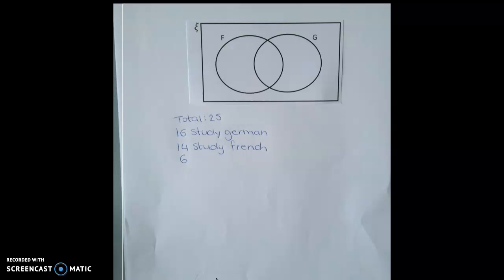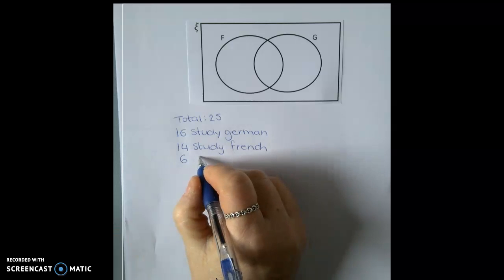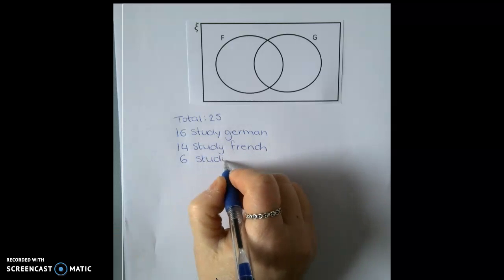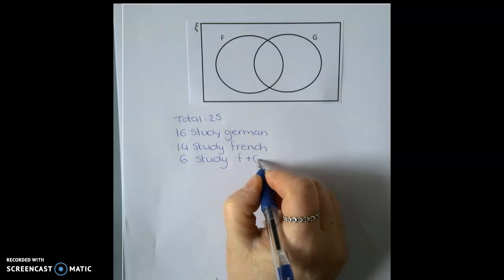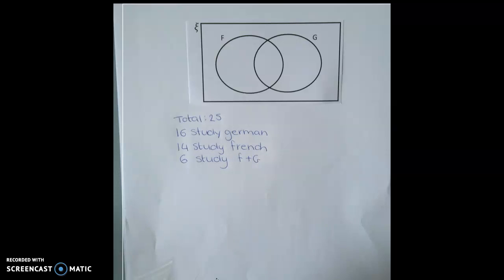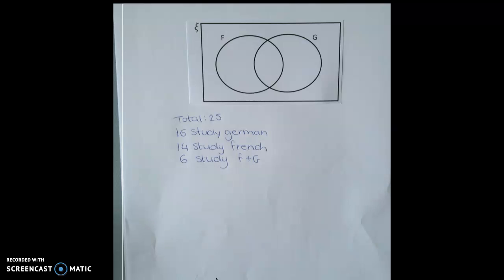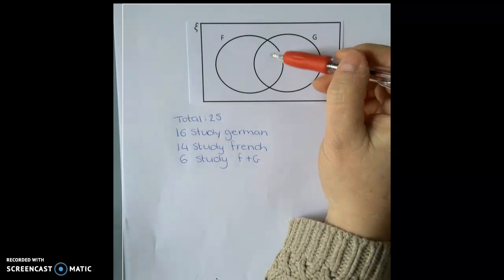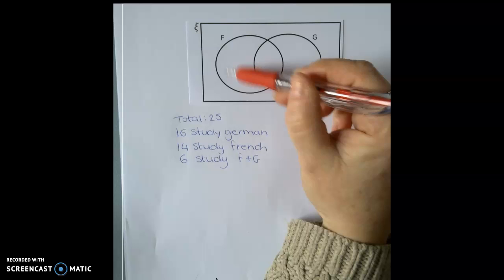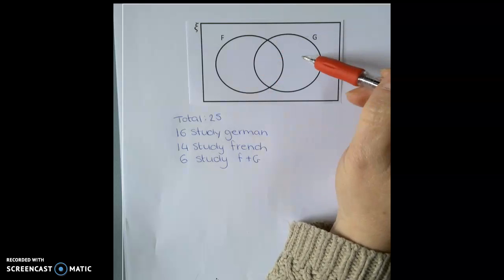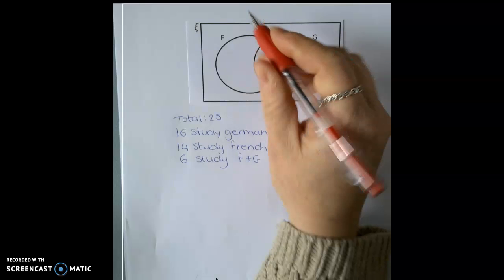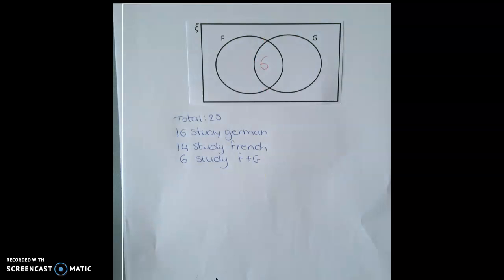And then the last piece of information we are given is that 6 students study both French and German. So that's where we can start. We know that 6 study French and study German. So on our Venn diagram, this is the area that does both French and German. So this is where our 6 would go, because that's how many students study French and study German. So then we can work backwards.